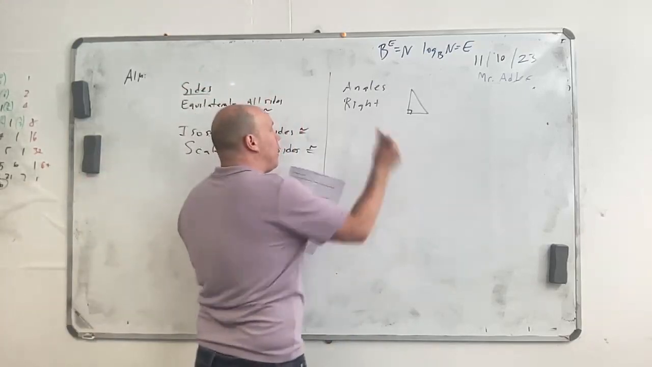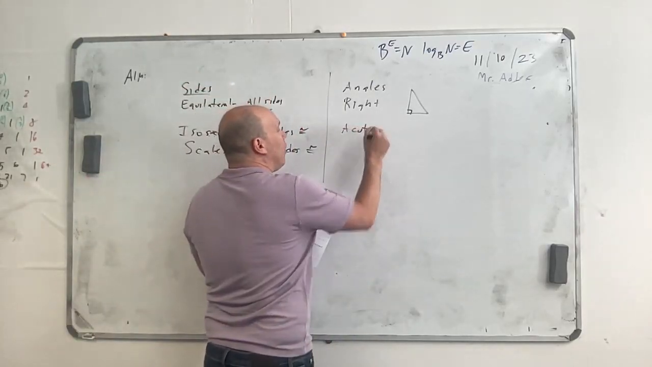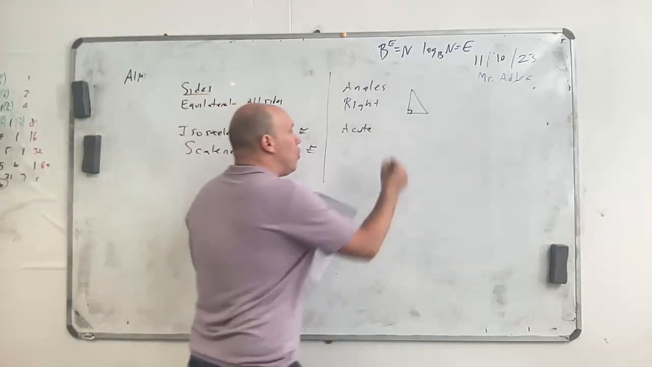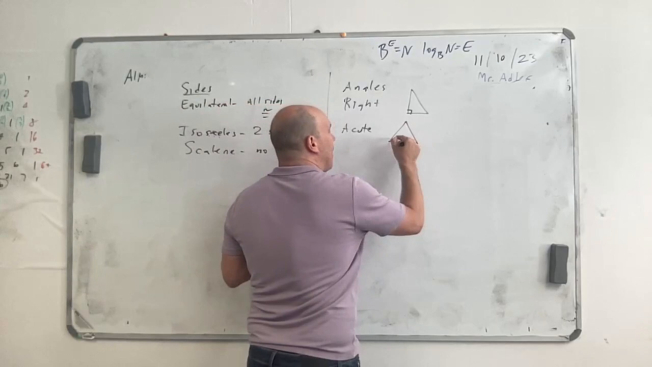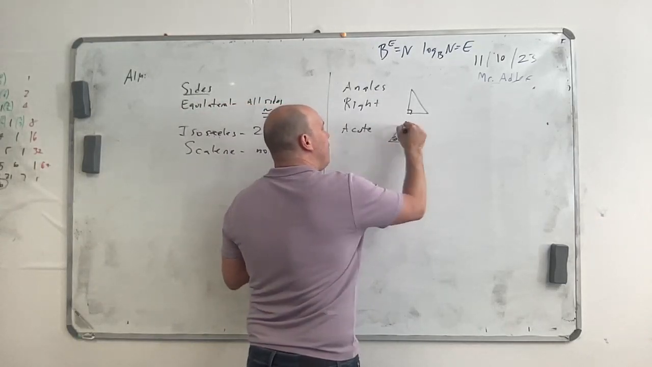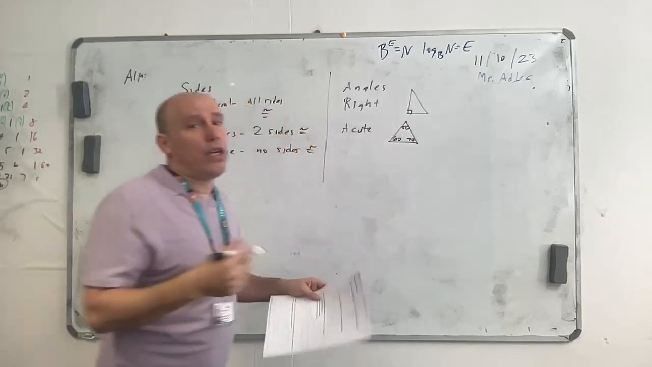The next type of triangle we're interested in is something called an acute triangle. We know an acute angle is an angle that's less than 90 degrees. So we might have a triangle that's, I don't know, 60, 70, 50. All these angles are acute.